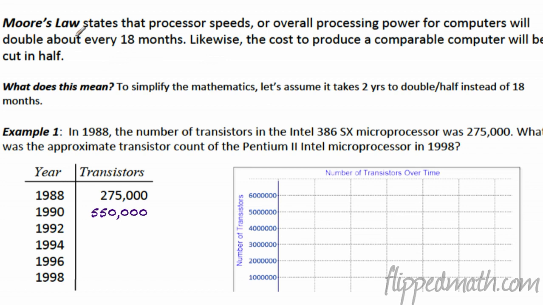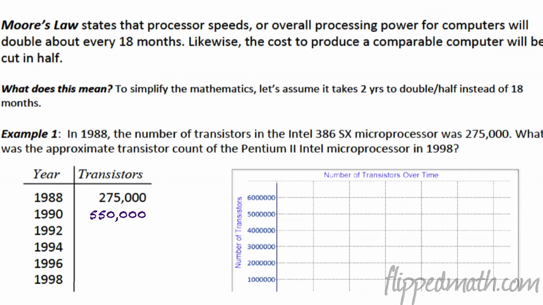One of the most common examples that you guys can probably relate to is Moore's Law, written by Gordon Moore. He worked for IBM, very smart guy, and he figured out that the processor speeds, or the overall processing power for computers, doubles about every 18 months. That's crazy when you think about it. Twice as fast every 18 months. That's how much faster computers are getting. And the flip side of it is that the cost to produce a comparable computer will be cut in half. Again, that's every 18 months.